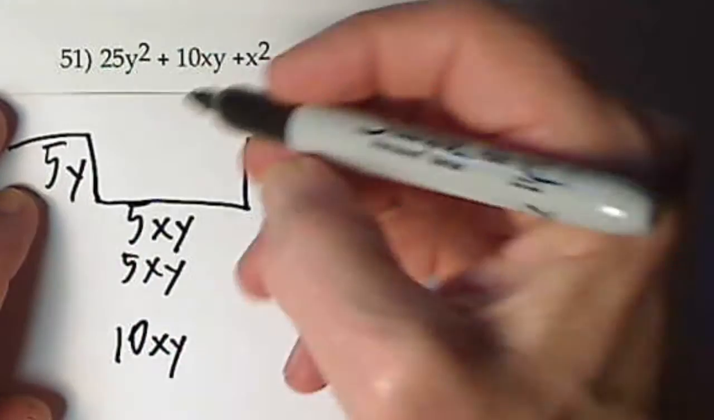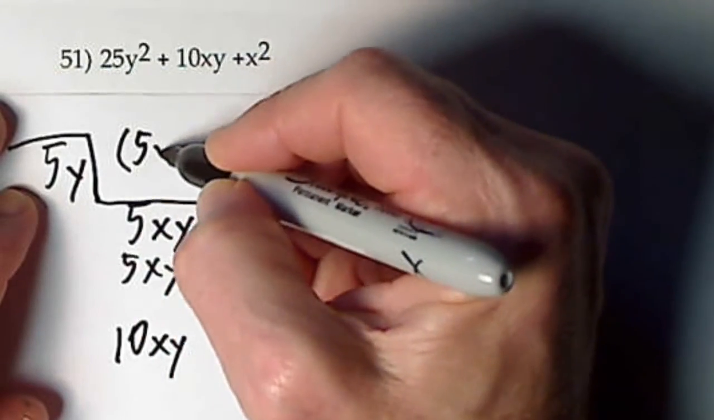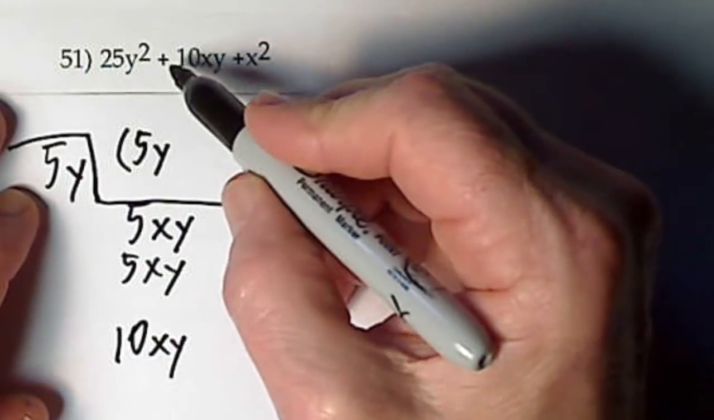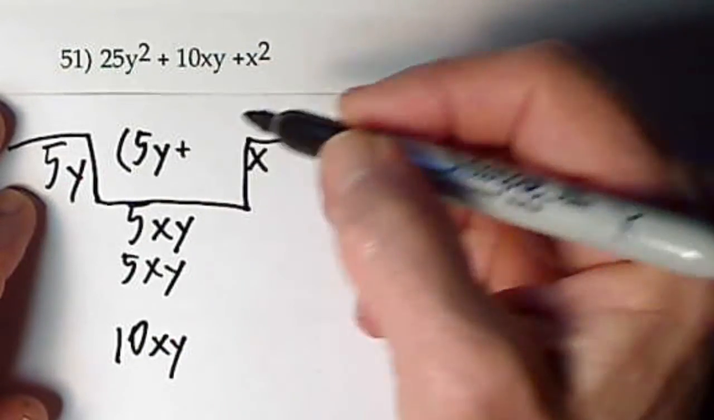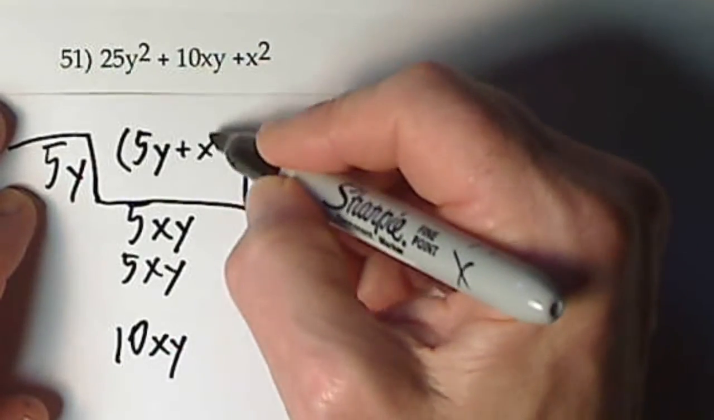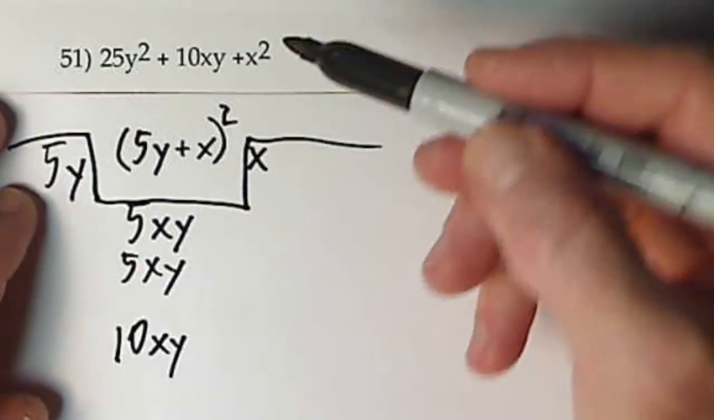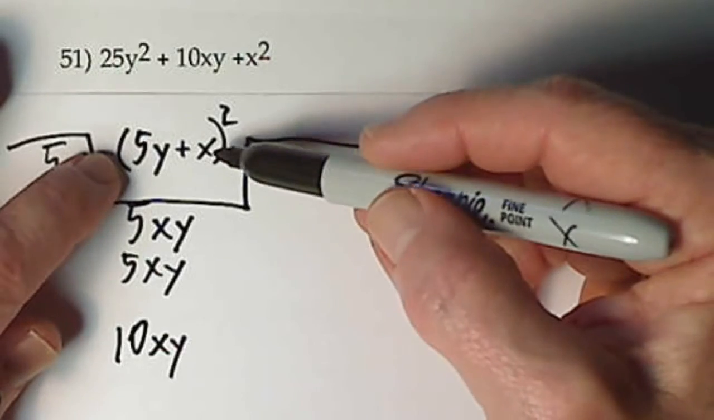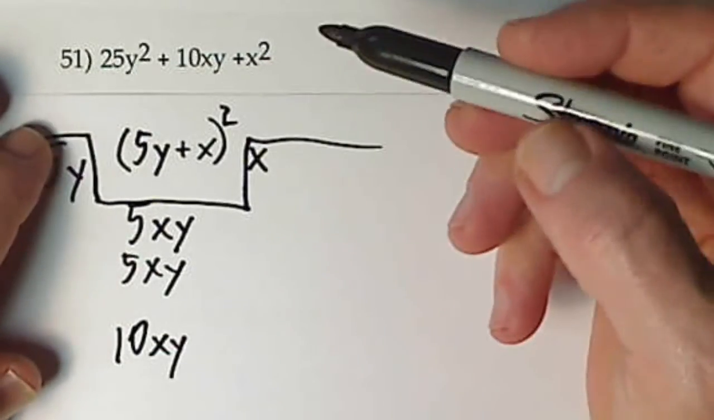Try to section that off some. Oh, notice this one's positive, so it was a sum of positive terms plus x, the quantity squared. Okay, so the factored form of that is 5y plus x, the quantity squared.